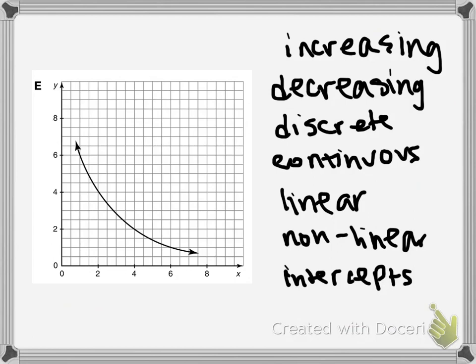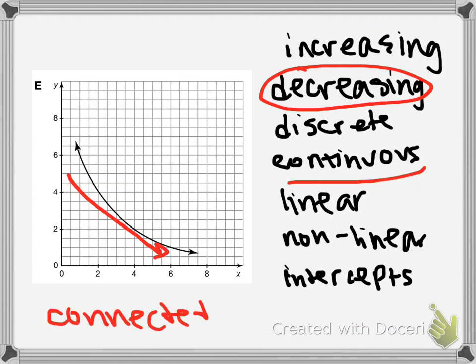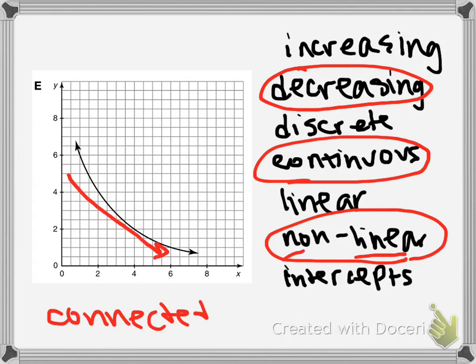When you look at this one, the arrow pointing up makes you think that it's increasing. But again, if you read this left to right, it's only decreasing. You don't have to pick up your pencil when you draw this one, so it's continuous. And it does not create a straight line. And we don't know if it crosses the x or y axis, so we can't put the intercepts on it.